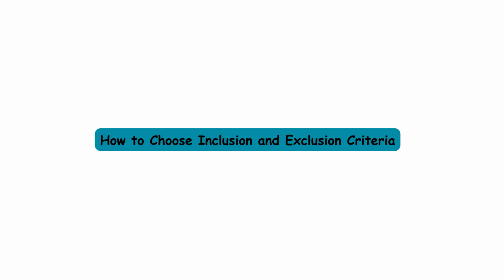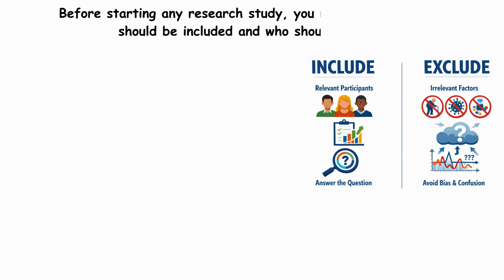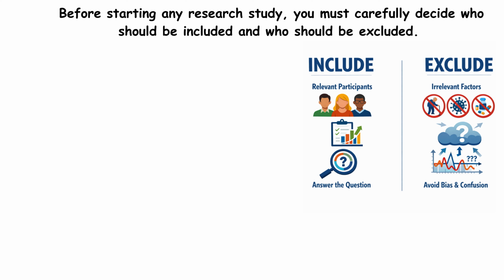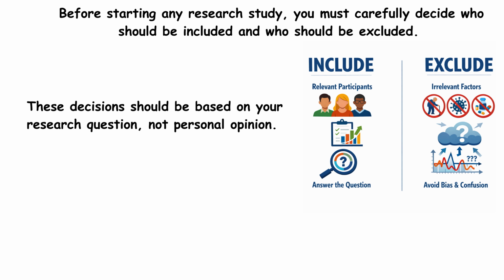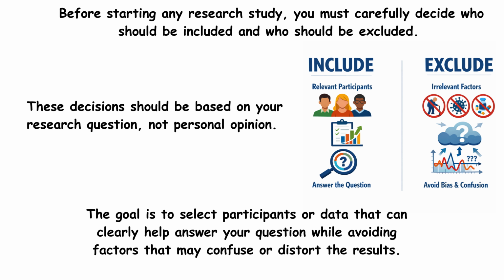How to choose inclusion and exclusion criteria. Before starting any research study, you must carefully decide who should be included and who should be excluded. These decisions should be based on your research question, not personal opinion. The goal is to select participants or data that can clearly help answer your question while avoiding factors that may confuse or distort the results.